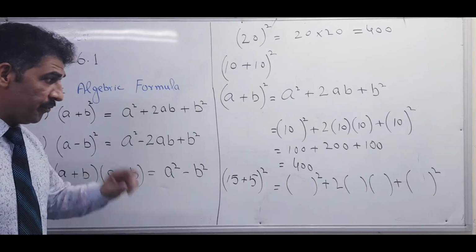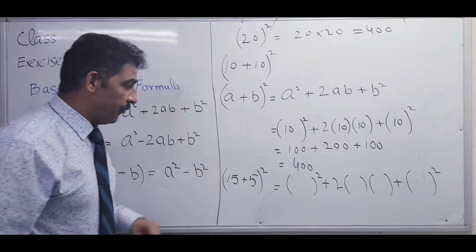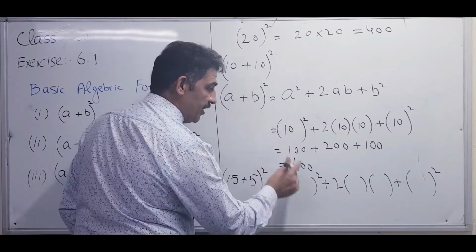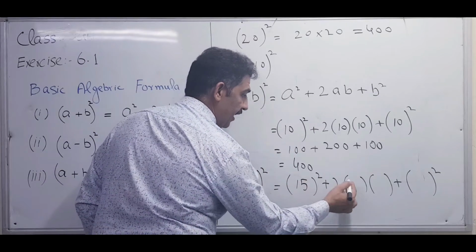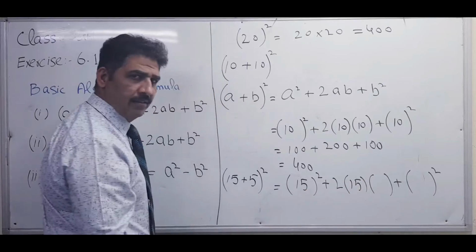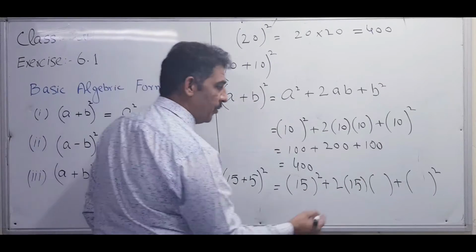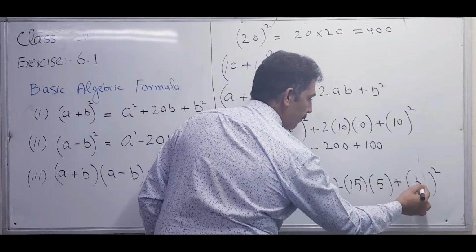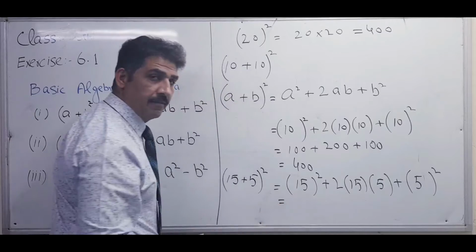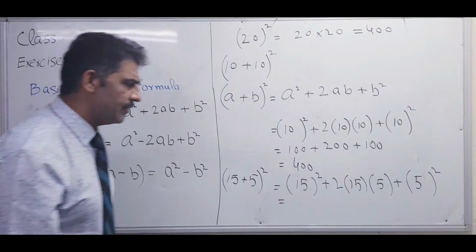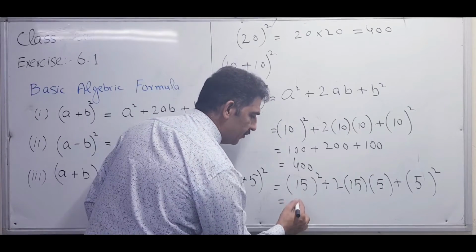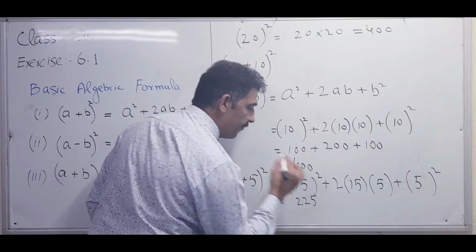So according to the formula, if we are solving like that, the first number 15 you place in the first two brackets, and here 2 into 15. The second number you put in the second two brackets, and after that simplify. 15 square is 225.